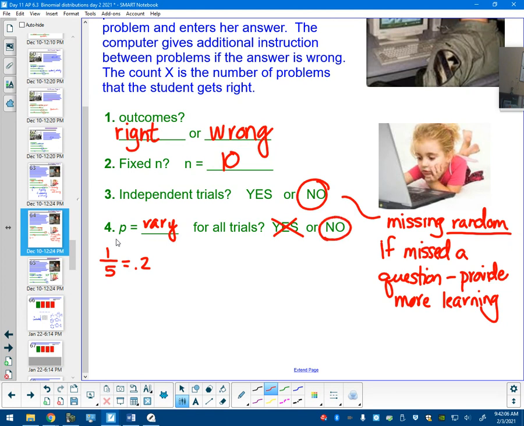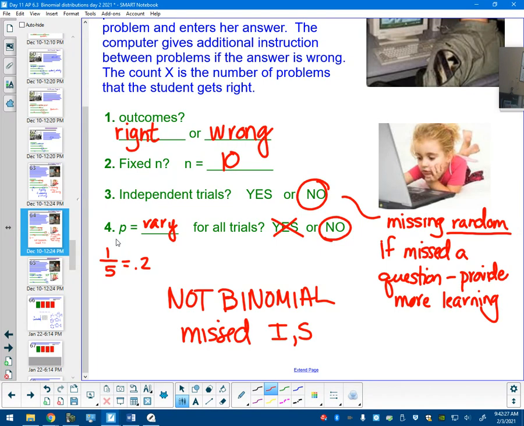So it's not the same for all trials unless you're just going into it cold turkey and guessing, which I'm hoping that we wouldn't do. So this is not binomial, and it missed the I and the S of BINS. We do not have independence between trials, and we don't have the same success rate.